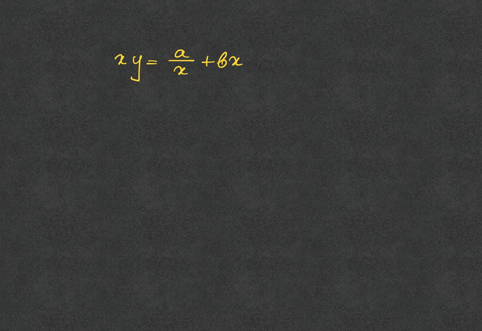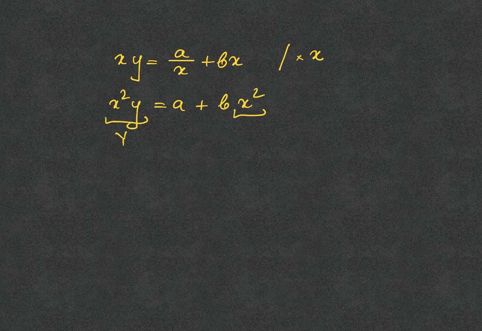Here is another one that you can try yourself. Probably you already got this. I multiply by x, and I get x squared y equals a plus b x squared. So the new y will be x squared y, and the new x will be x squared.